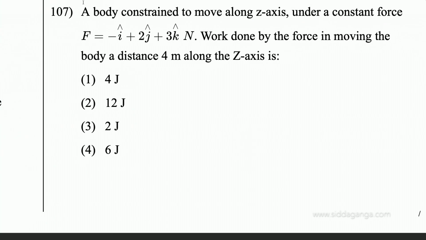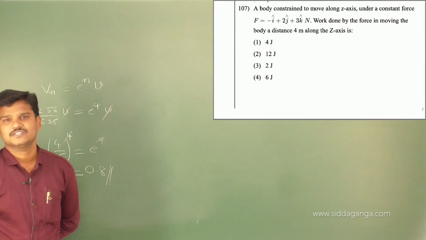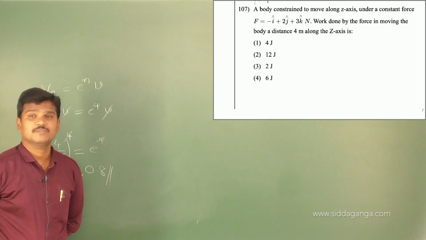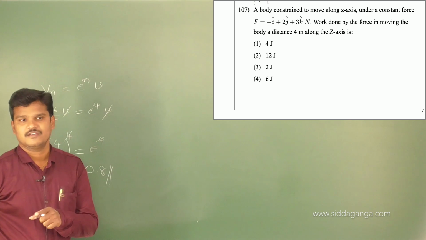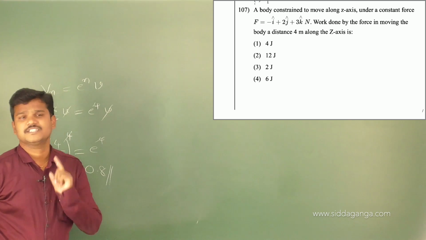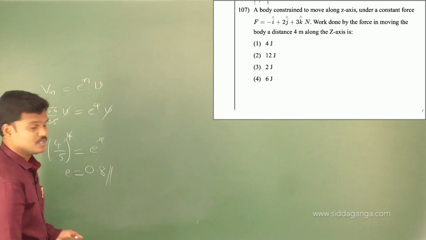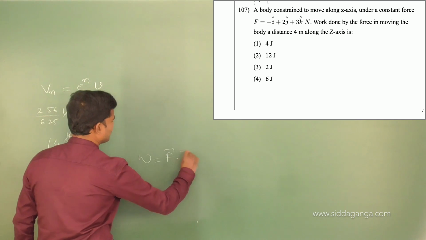They are asking for the work done by the force in moving the body through a distance of 4 meter along the z axis. So the distance is given along the z axis, nothing but k cap. You know i, j, k. Here F is given in terms of i, j, k and the distance is given only along the z axis, nothing but plus k cap. Now the work done by this force is F dot s.